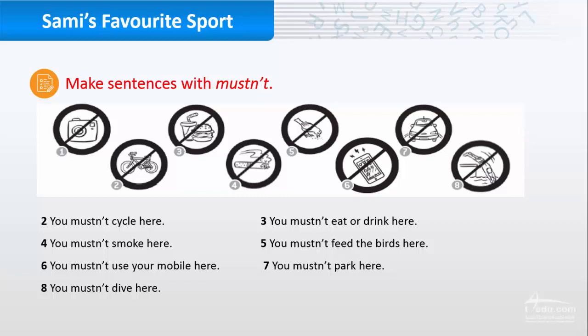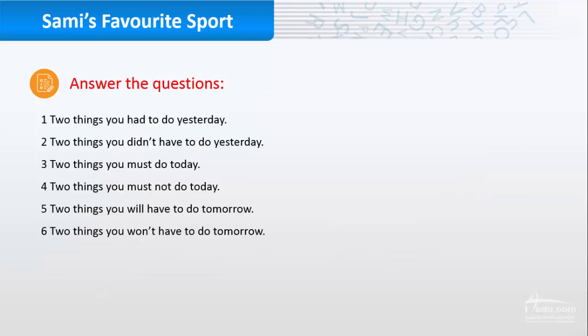3, you must not eat or drink here. See, we have food. 4, you must not smoke here. 5, you must not feed the birds here, so it's not allowed. 6, you must not use your mobile phone. 7, you must not park here. And 8, you must not dive here. So if you don't have a permission, then you cannot do any of these, okay?